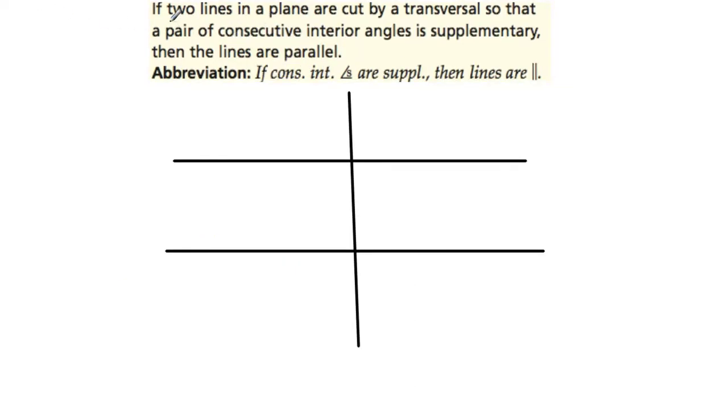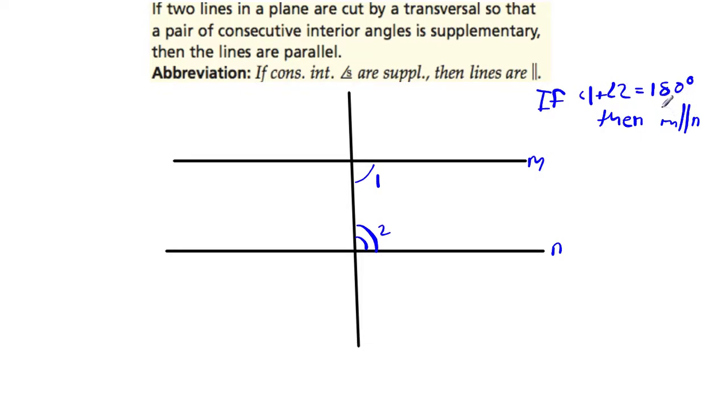Okay, here we have another one saying, if two lines in a plane are cut by a transversal so that a pair of consecutive interior angles is supplementary, then the lines are parallel. We know that these two are consecutive interior angles. We'll call that angle 1 and 2, this line M and this line N. We know that if lines M and N are parallel, these two angles are going to be supplementary. So if we switch this around, if angle 1 plus angle 2 equals 180 degrees, then M is parallel to N.